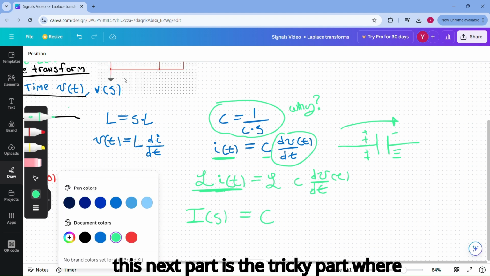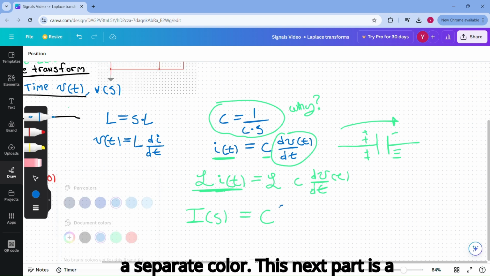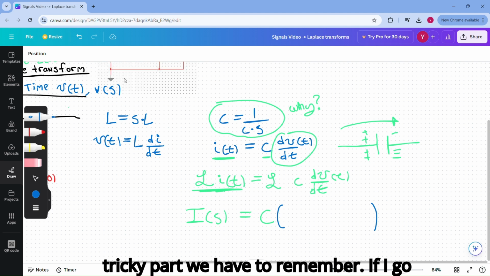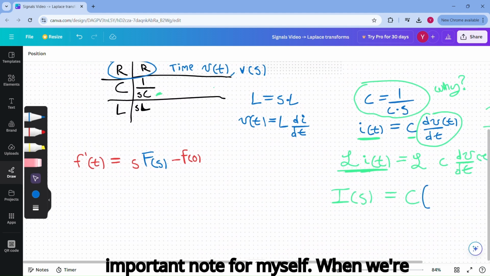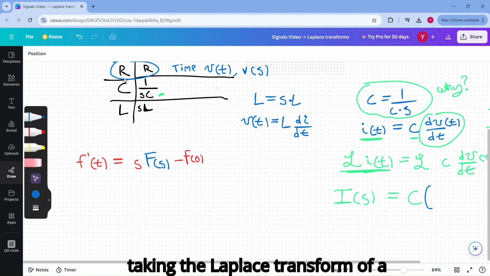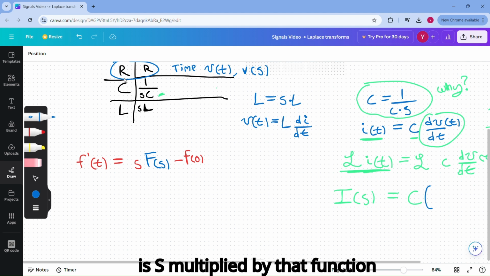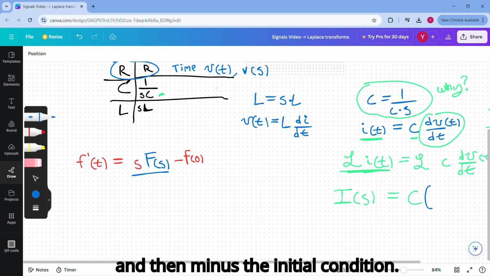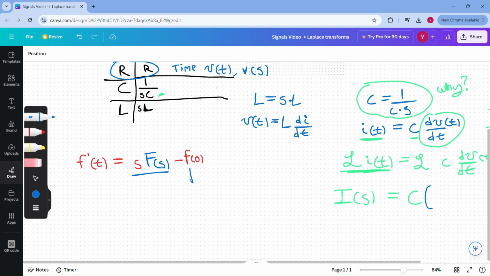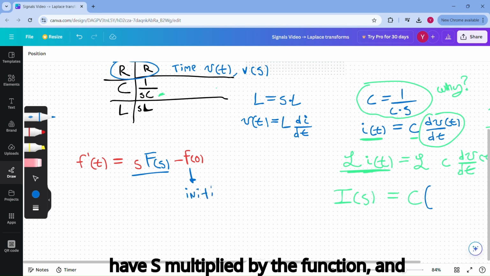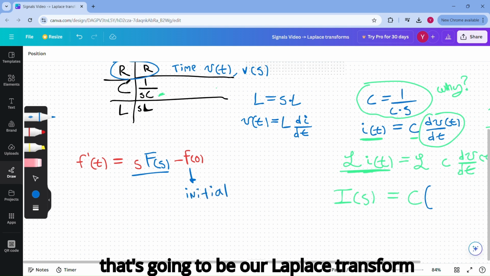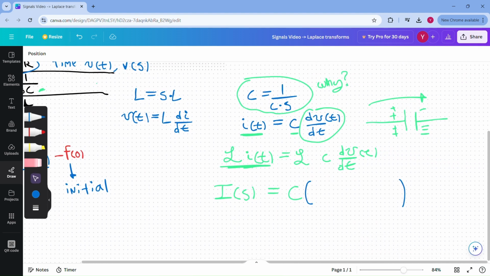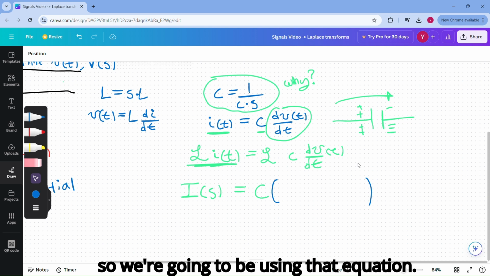And then this next part is the tricky part that we have to remember. I'm going to do it in a separate color. If I go to the left side of my board, I wrote an important note for myself. When we're taking the Laplace transform of a derivative, what we'll always get is S multiplied by that function and then minus the initial condition. So this is plugging in 0 for our function, our initial condition, and we're going to have S multiplied by the function. So we're going to be using that equation.